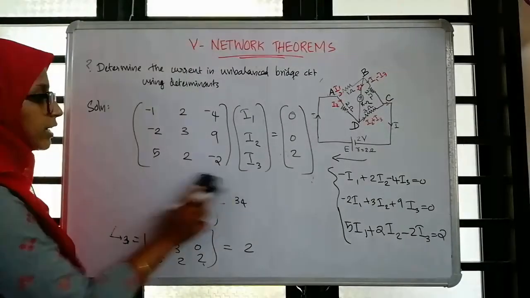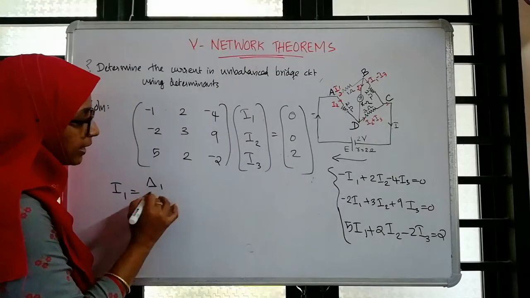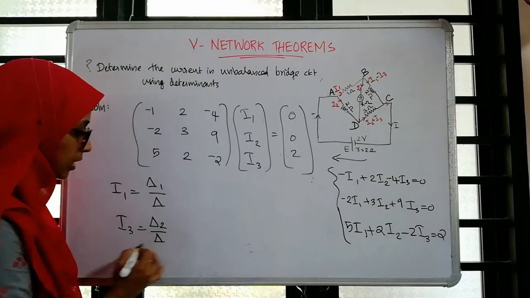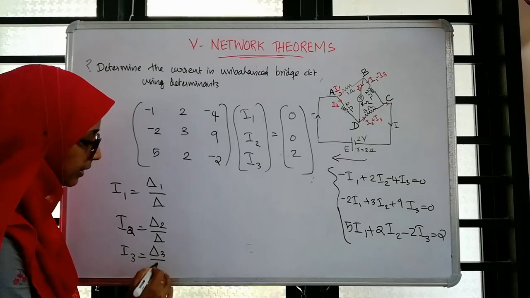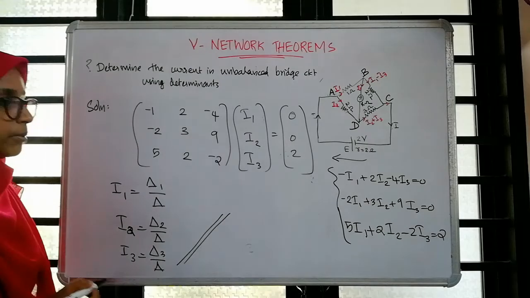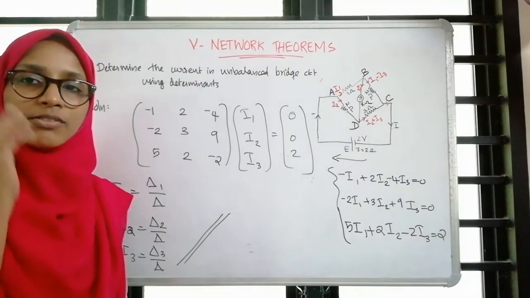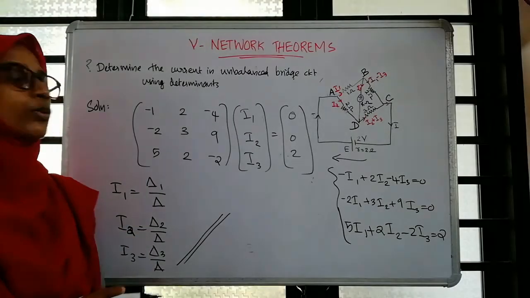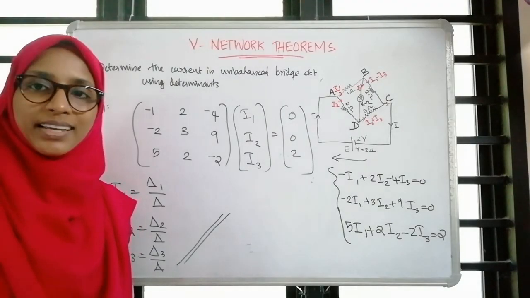Now we can simply find the I1, I2, I3 values: I1 is equal to del 1 by del, I2 is equal to del 2 by del, and I3 is equal to del 3 by del. By getting the values, we can easily find these three current components from the numerical values we obtained. In this way, we can solve such a bridge network using the simultaneous solution method, applying Cramer's rule to the determinant solutions.